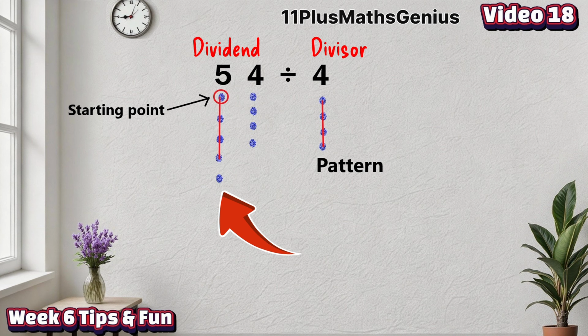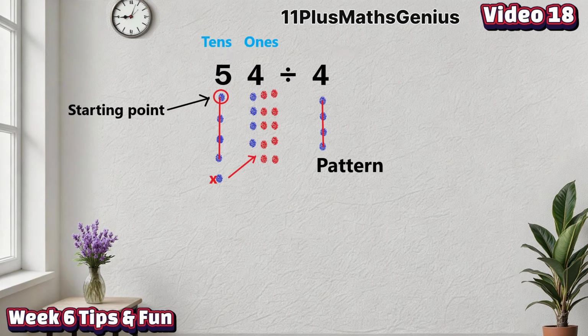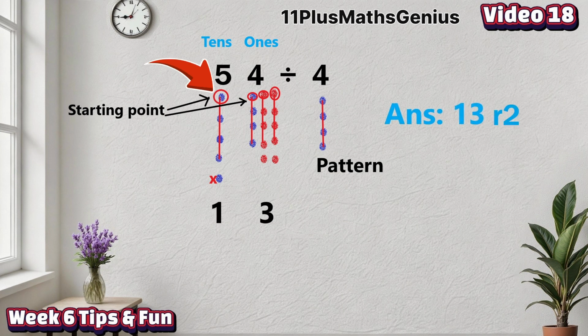We cannot take 1 dot from this column and 3 dots from the next column. 4 dots must be connected from the same column. So we shift 1 dot to the next column. For the place value, 1 dot from the tens column is equivalent to 10 dots in the ones column. So we draw 10 more dots. Now we connect 4 dots at a time. We connect 3 times and there are 2 remaining dots. Now we count how many starting points we have in each column. Here we have 1 and here we have 3. So the answer is 13, and the remainder is 2.